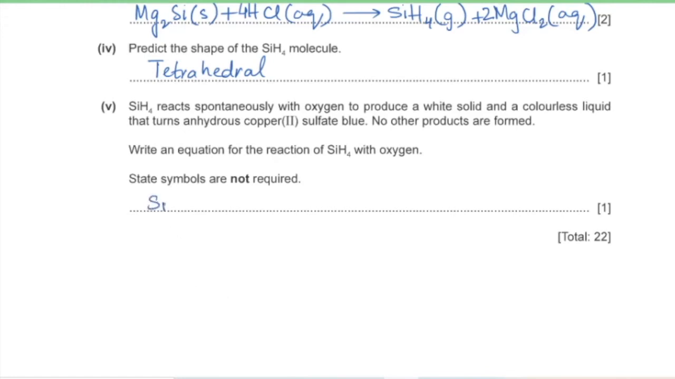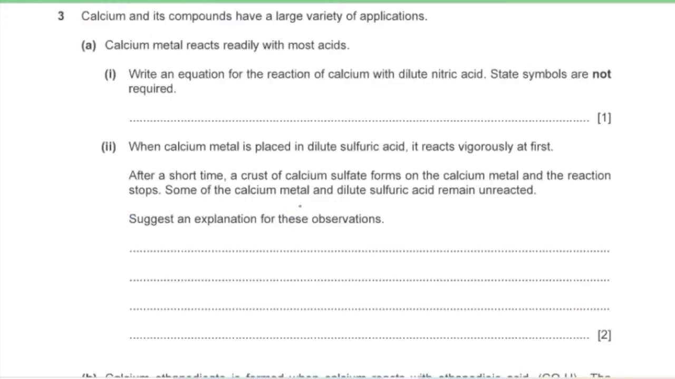So we're going to have SiH4 plus oxygen. It produces something that changes anhydrous copper sulfate to blue color, so that is water. And the white solid they're talking about over here is silicon dioxide. Now we also need to balance our equation, so we will have 2 moles of oxygen and 2 moles of water molecule.